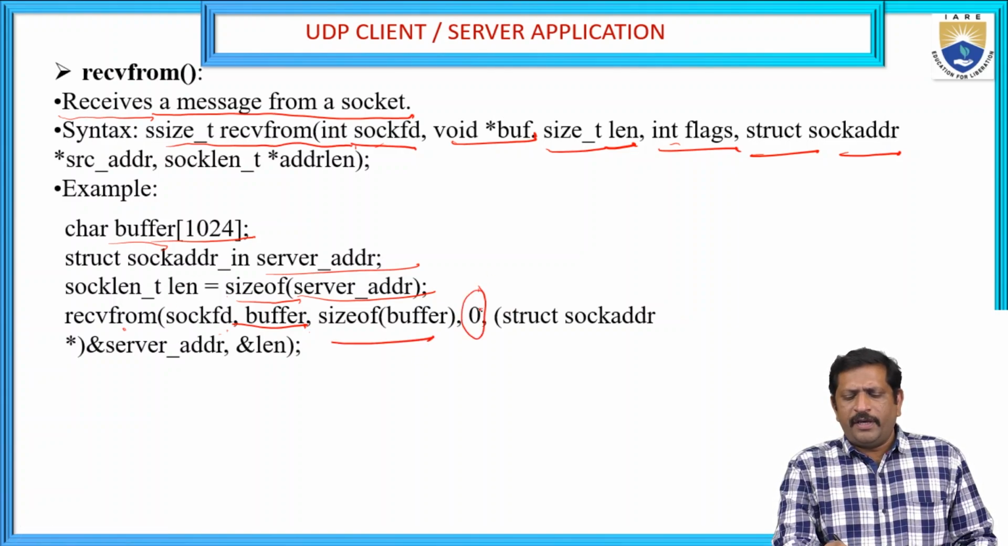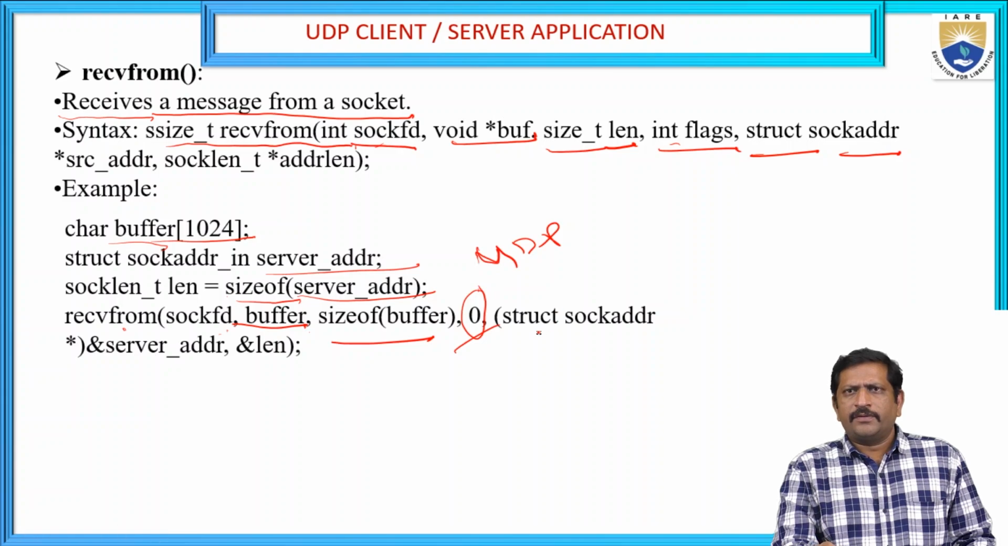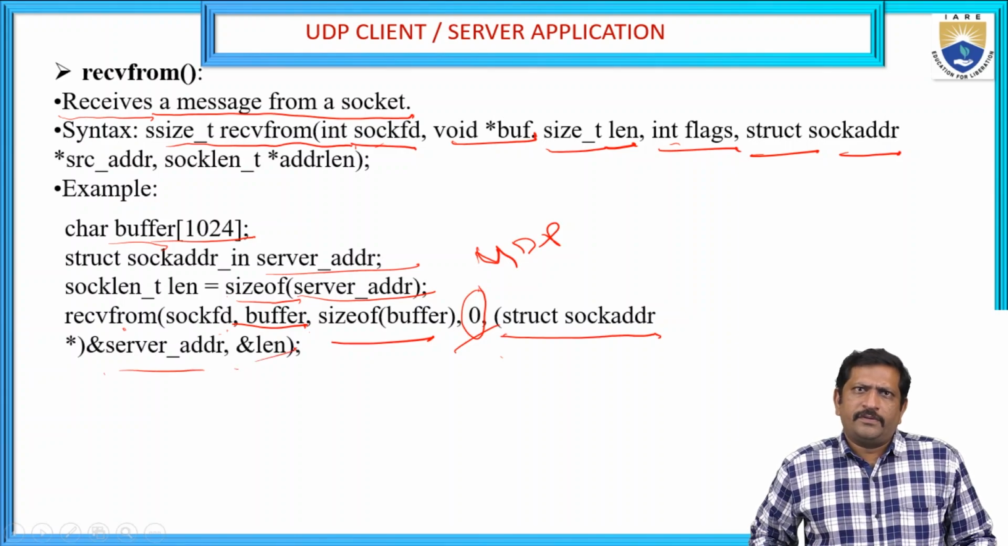So here 0 is nothing but the UDP protocol. With the help of this UDP protocol we are receiving the message, which is indicated by 0. Here are the struct sockaddr, the server address, and the length of the socket. So this is the example for recvfrom.